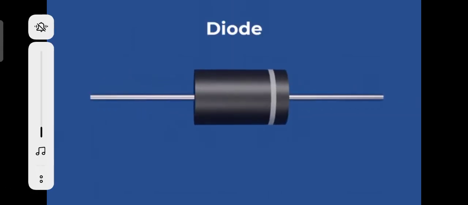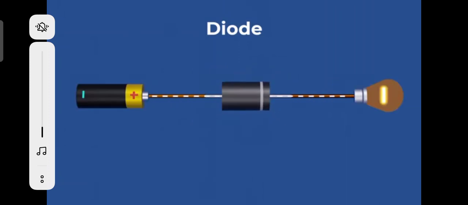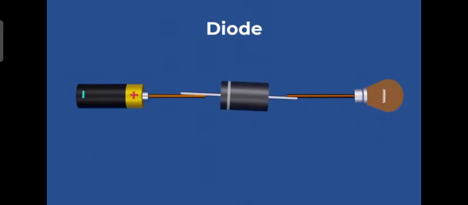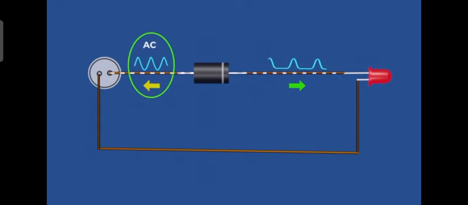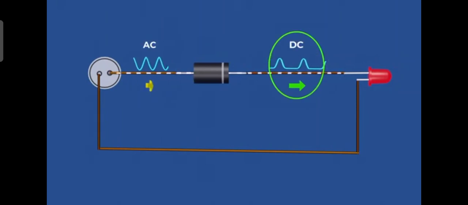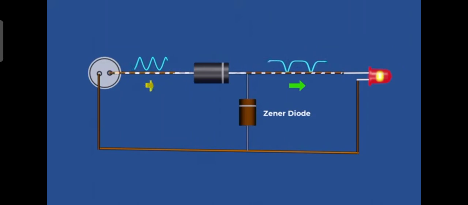A diode is a two-terminal electronic component that conducts current primarily in one direction and blocks it in the other. This unidirectional conductance allows a diode to convert alternating current to direct current, emit light, and regulate voltage.